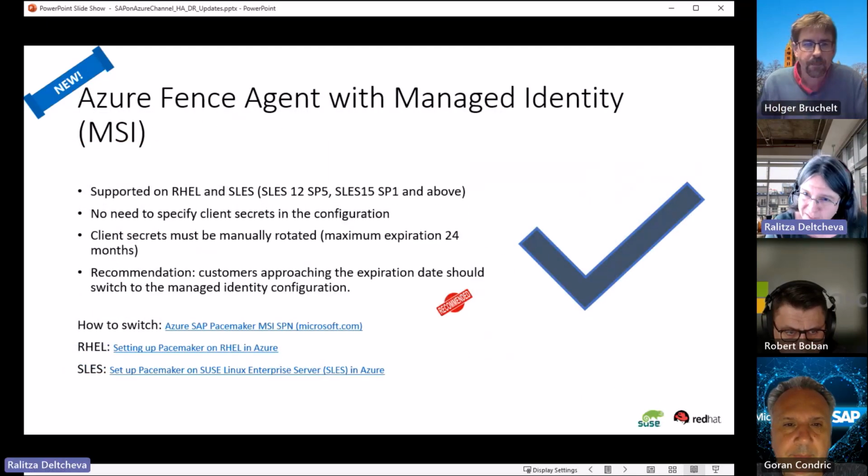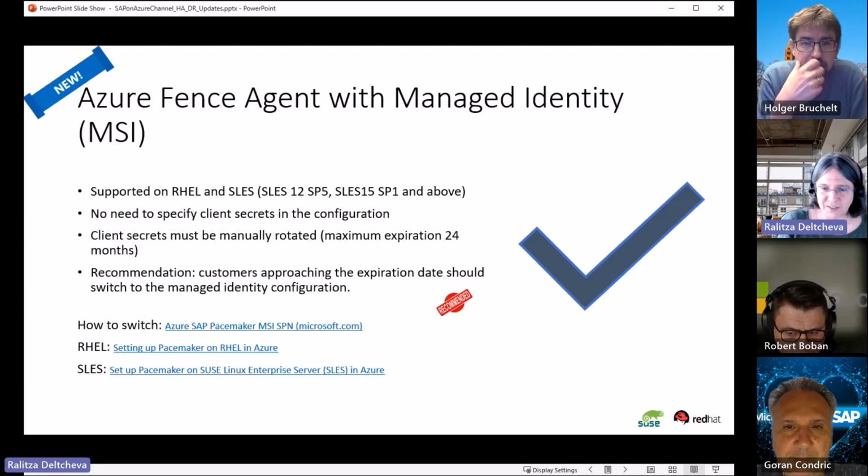Now, we're staying in the realm of Pacemaker again, so Linux. And as you know, there are two possibilities on Azure to configure a fencing device, and two possibilities on SLES. On RHEL, actually, it's only Azure Fence Agent. So we're talking here about Azure Fence Agent.